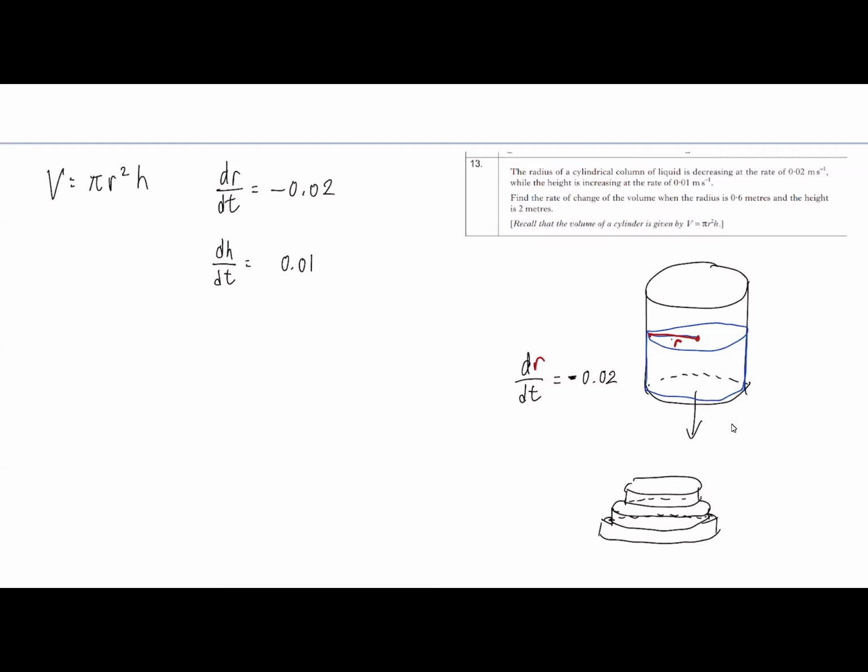Okay, good. So now we have dr by dt, dh by dt. Now we need to find the rate of change of the volume. All this is given. Then what we want to find, let's just write this down: dV over dt when r equals 0.6 and h equals 2.